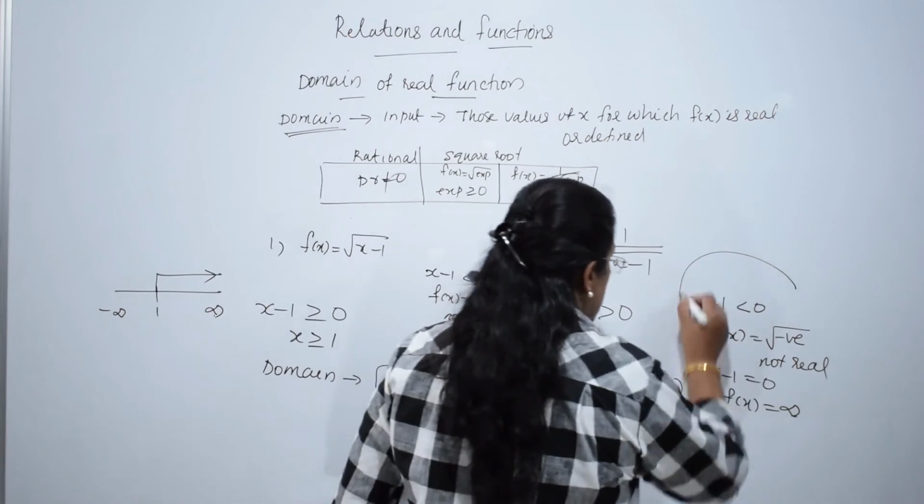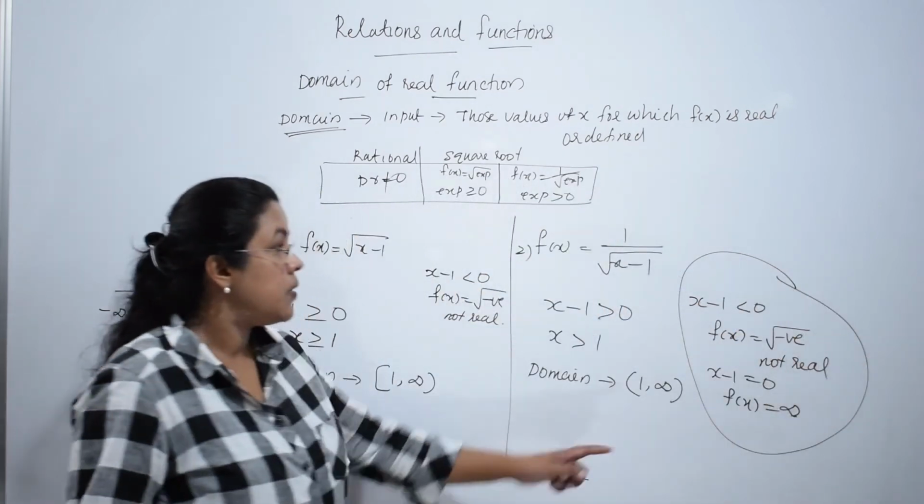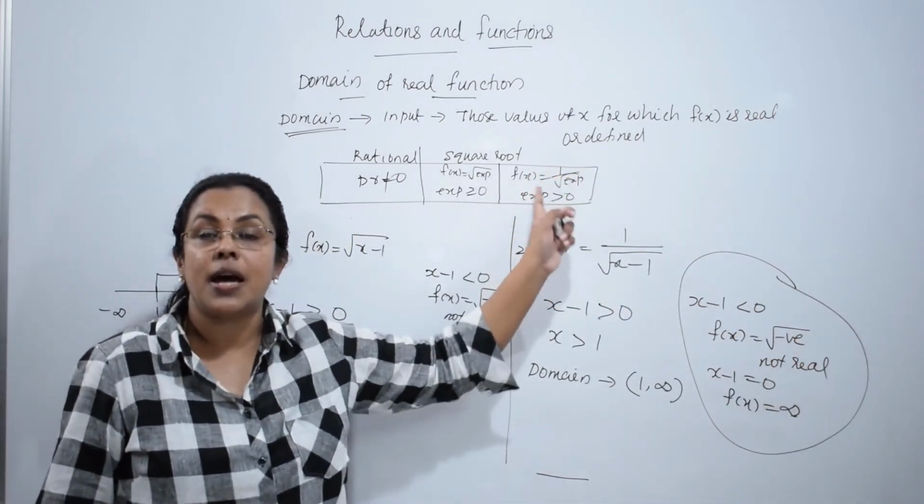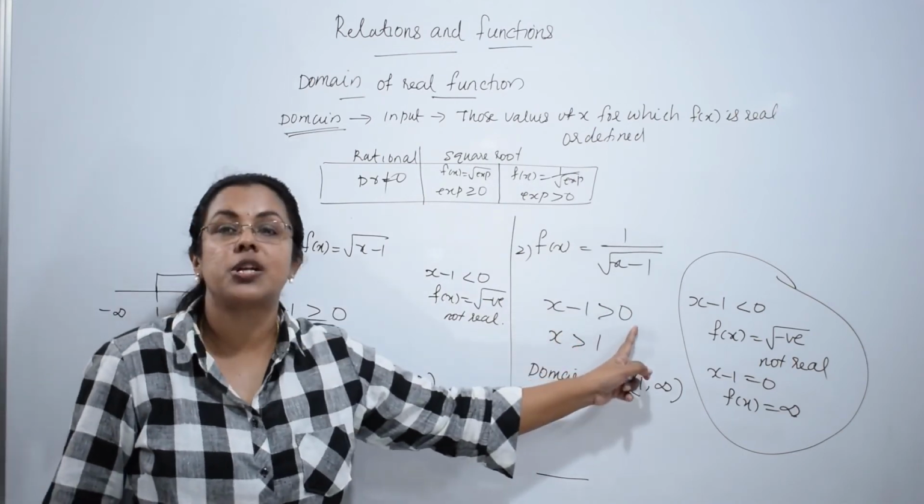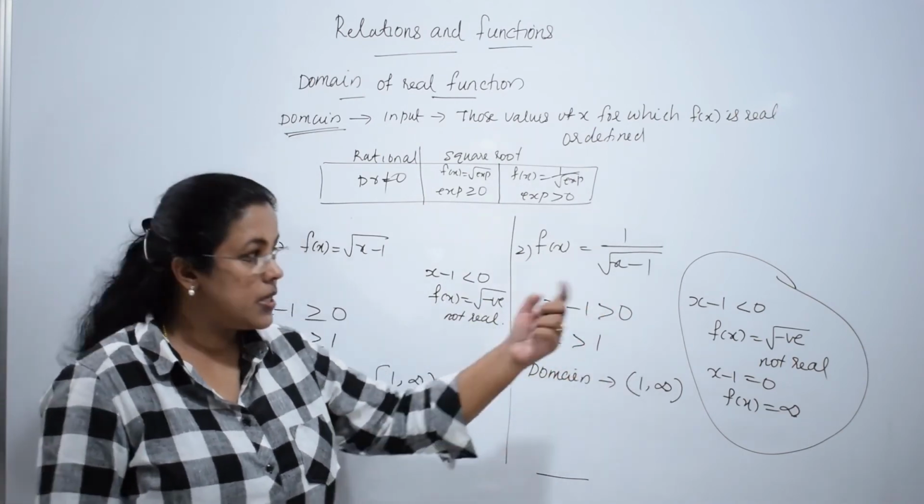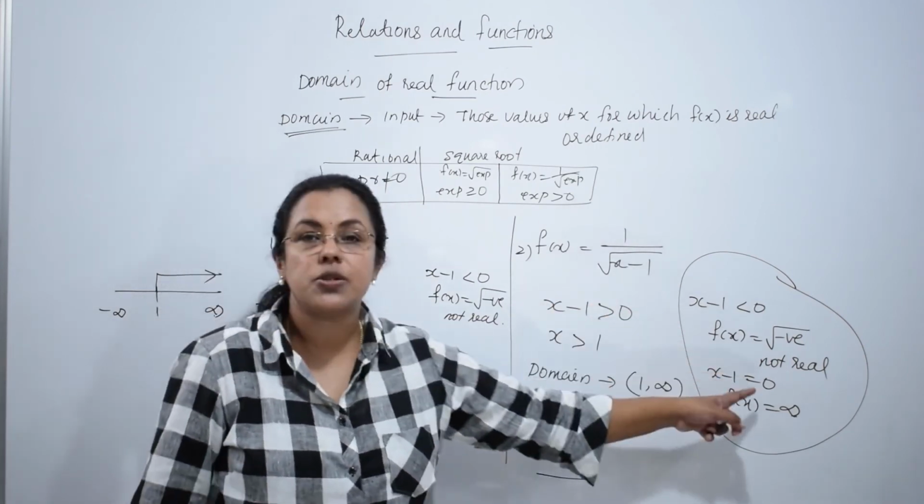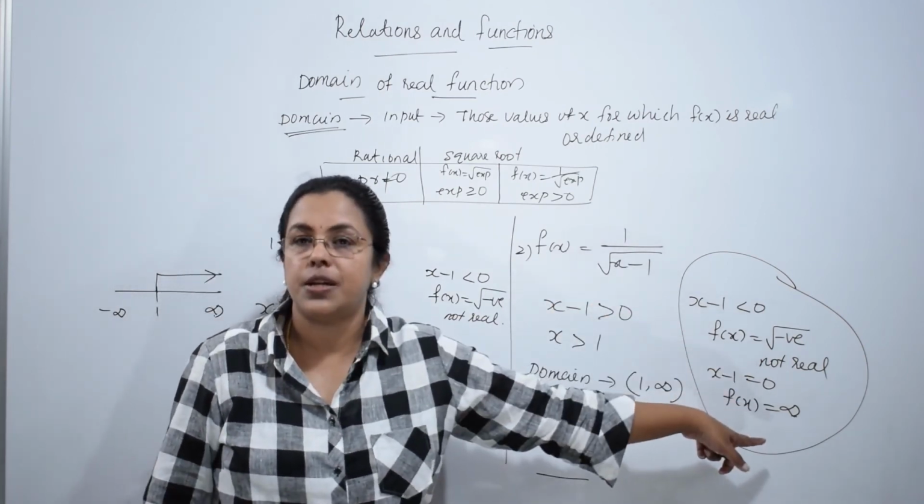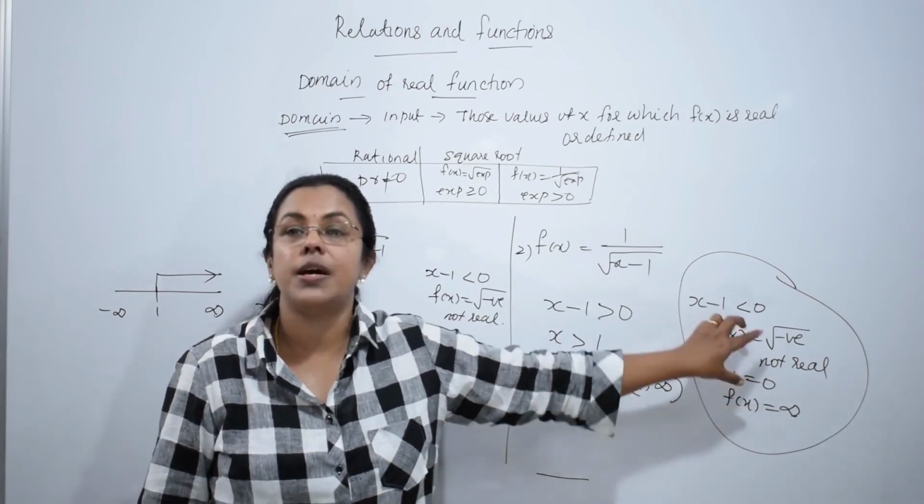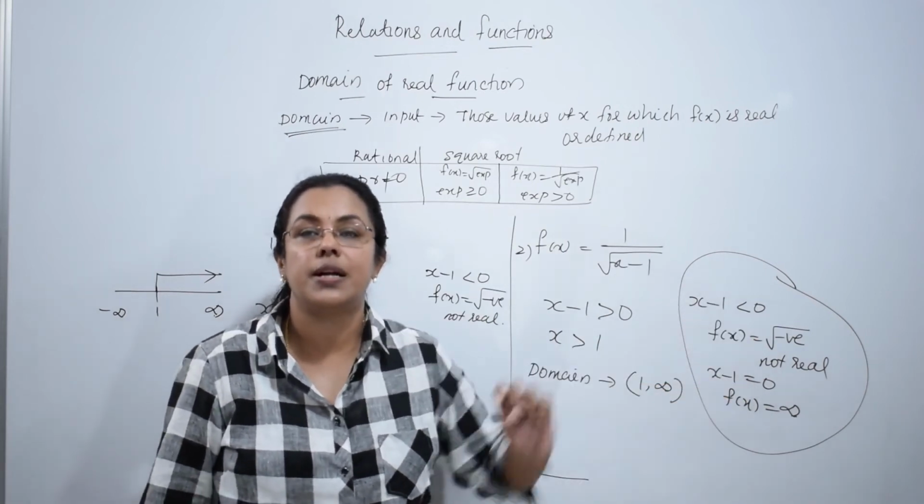These two cases are not possible. That's why we are writing the domain as the expression under the square root greater than 0. If it is less than 0, f of x is not real. If it is equal to 0, f of x becomes infinity, not defined. We have to avoid these two conditions.